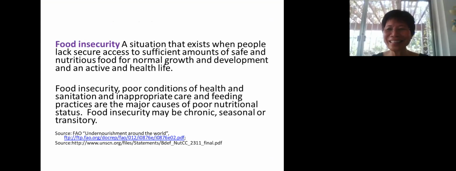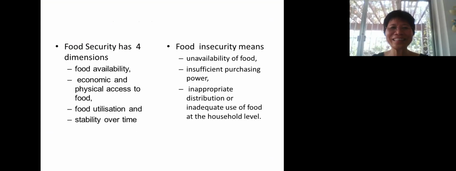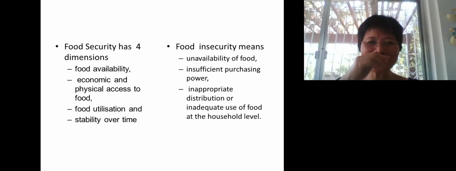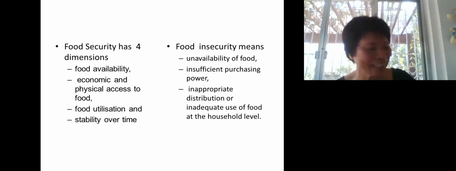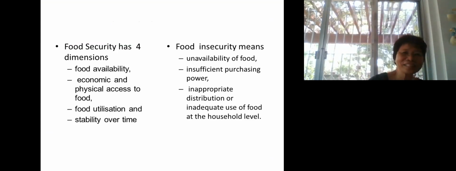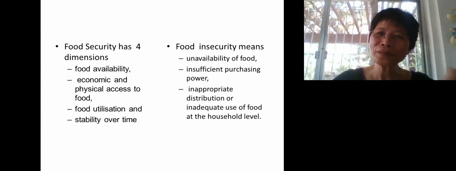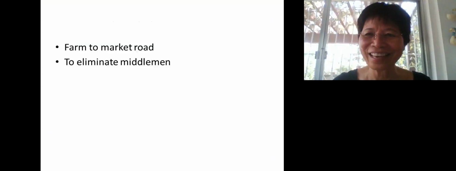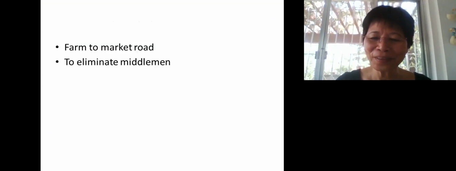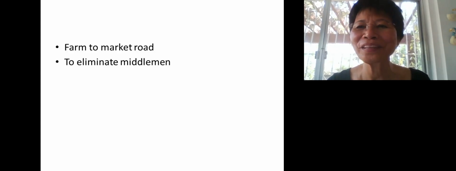All right, and then this is the food insecurity. These are the 4 dimensions: food availability, economic and physical access to food, food utilization and stability over time. The opposite of that is this, okay? And then in the Philippines, one of the things that we do.